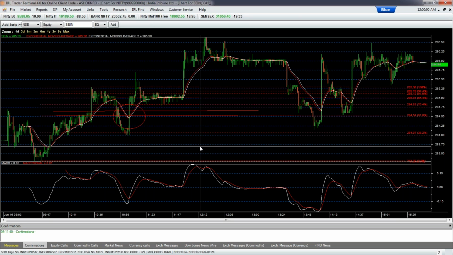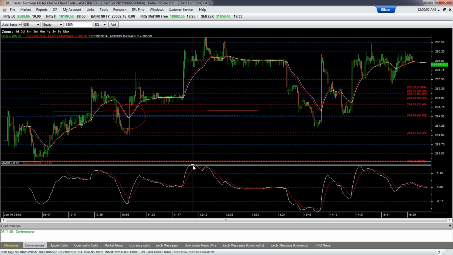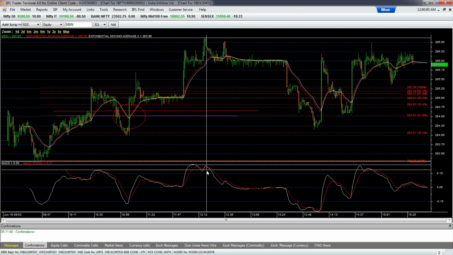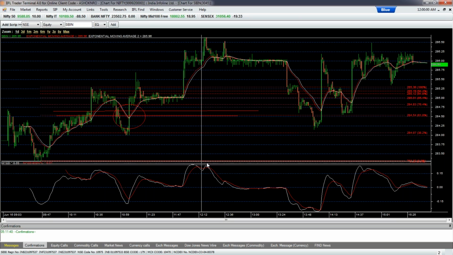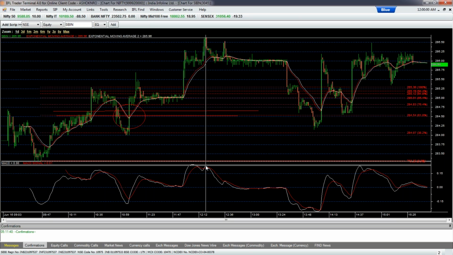Okay, and this is the point where it is making lower lows, and it is higher over here, however the market is lower over here. So it means that the market has reached a high point. It is not going by. Yeah, big down move followed by sideways.